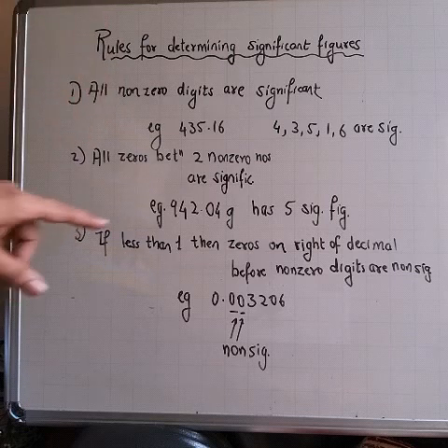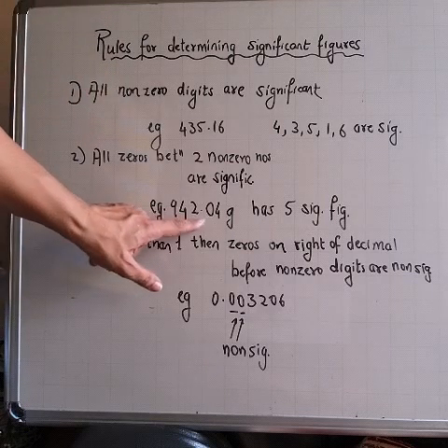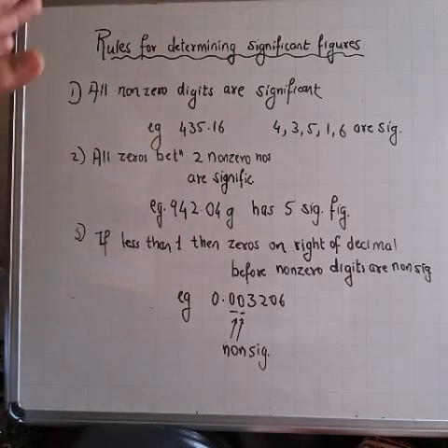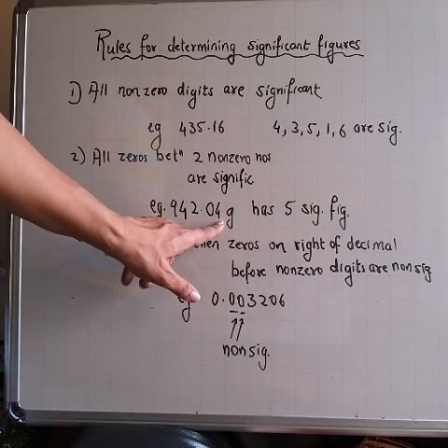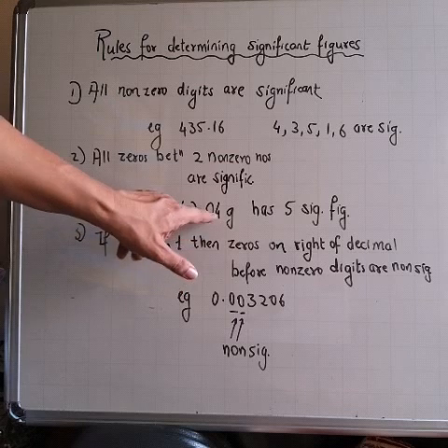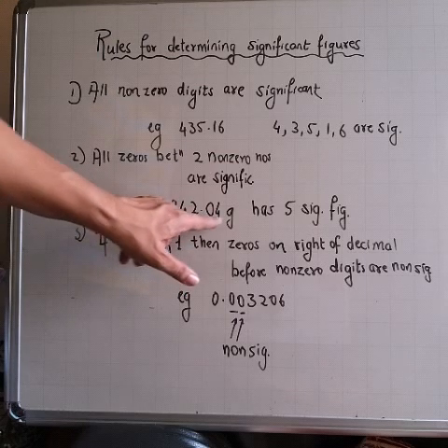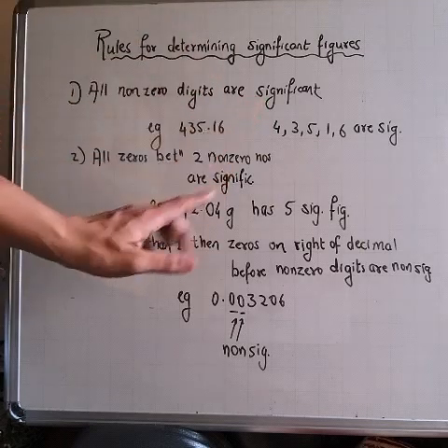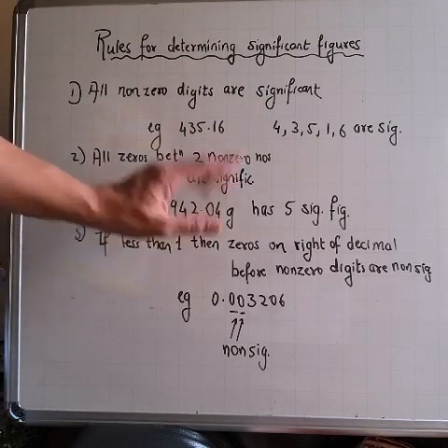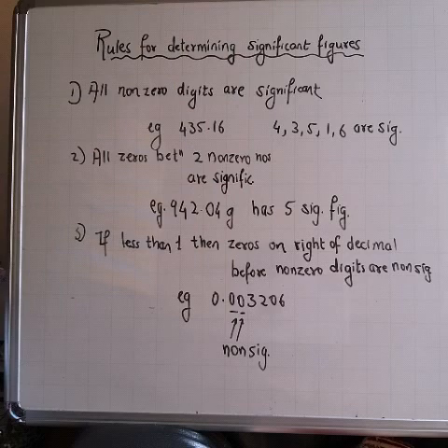Take this example, 942.04 grams. These are three non-zeros, 4 is also non-zero, and between them there is a zero. When a zero comes between non-zero terms, that will also become significant. So over here, 1, 2, 3, 4, 5, there are 5 significant figures.